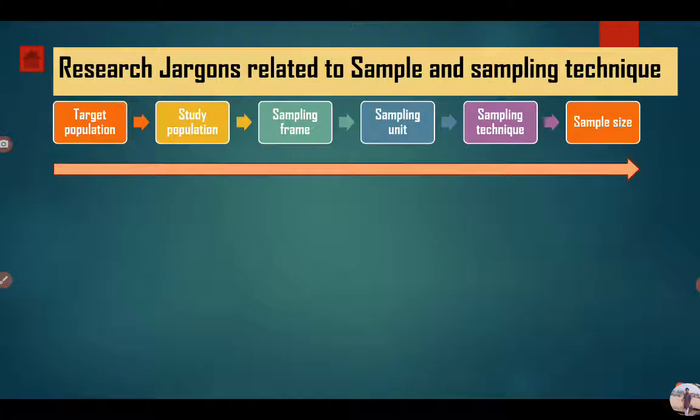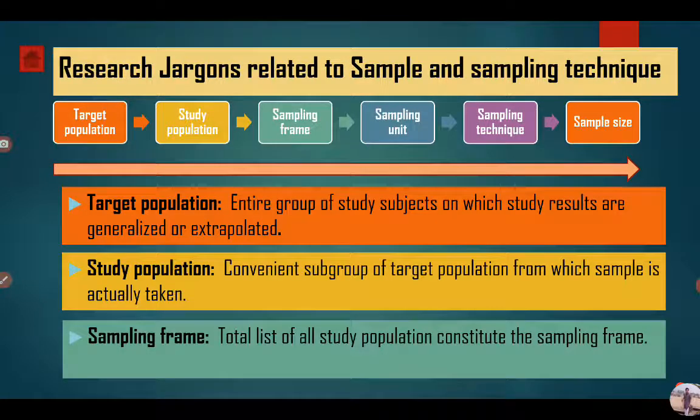Before I go into details about sampling and sampling technique, I think some research jargon should be made clear. First of all, the target population. The target population is the entire group of study subjects on which the results are generalized or extrapolated. And the study population is the convenient subgroup of the target population from which the sample is actually taken.